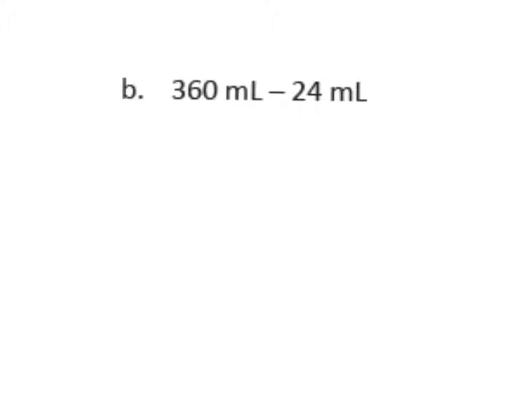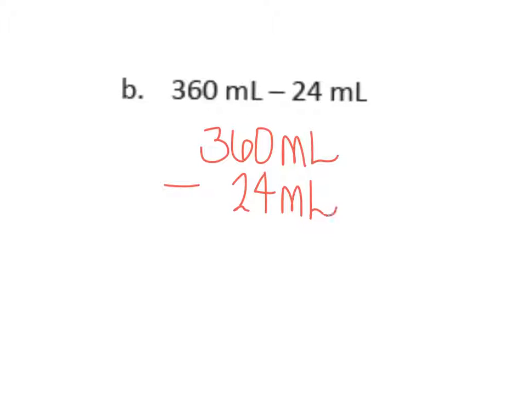Let's take a look at letter B. We have 360 milliliters minus 24 milliliters. Our first step is to stack them up. Make sure that your numbers are in their correct place value position. Go ahead and write the label as part of your answer first. Go ahead and solve this one. Pause the video while you work and replay when you are ready.